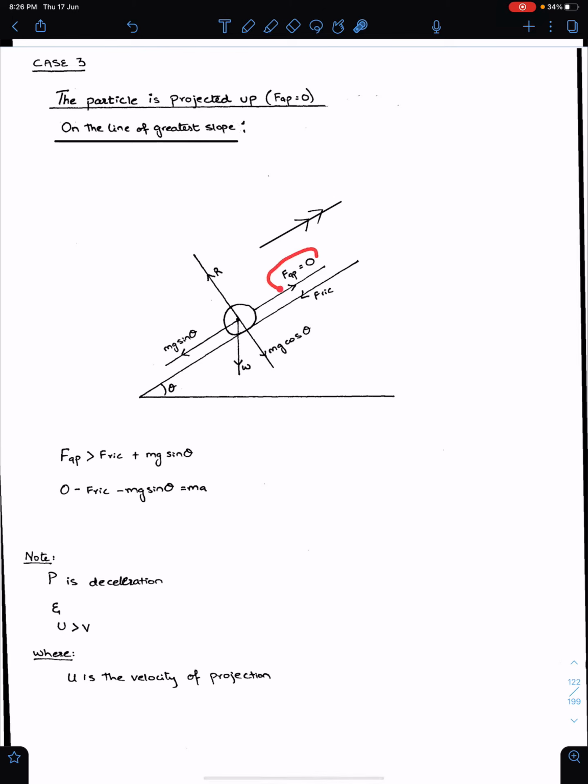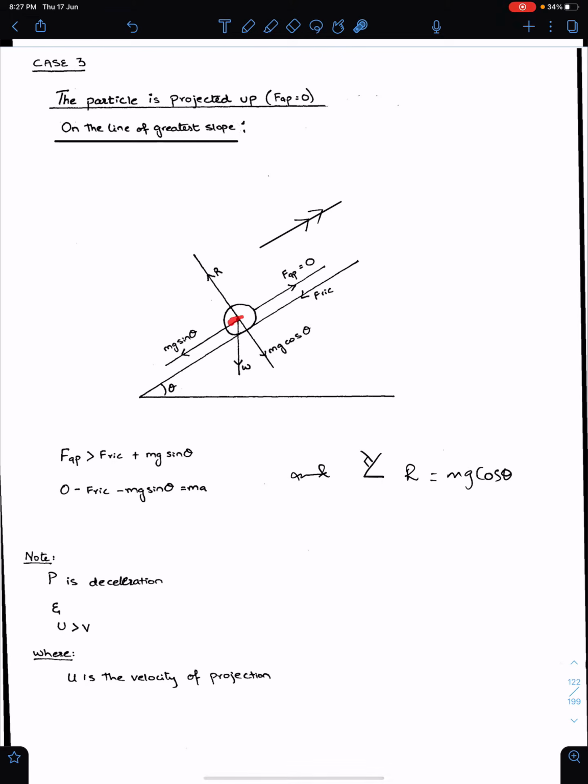So F applied must be greater than mg sine theta plus friction. But since the object is projected up the slope, therefore F applied must be 0. Friction plus mg sine theta equals ma. So you need to use this equation. Since there is no motion perpendicular to the slope, therefore R must be mg cos theta. When you resolve forces perpendicular to the slope, then R is mg cos theta.